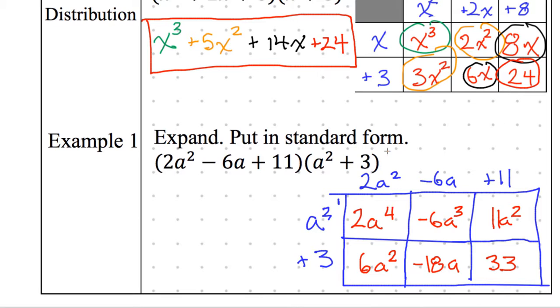Fiona, combine all the a to the 4th terms. What do you get? 2a to the 4th. That's because we have 2a to the 4th.